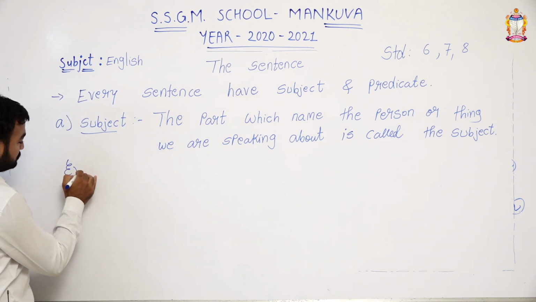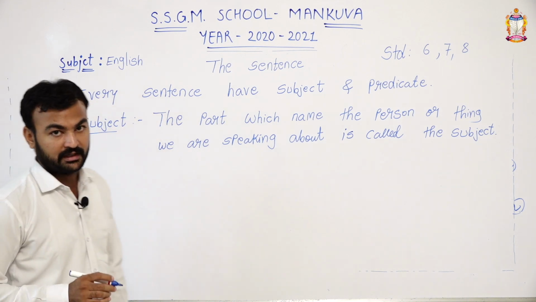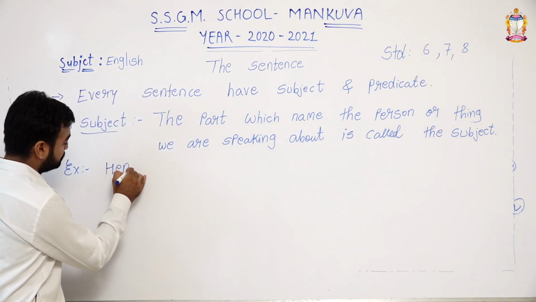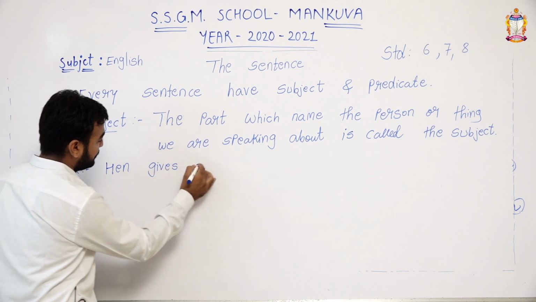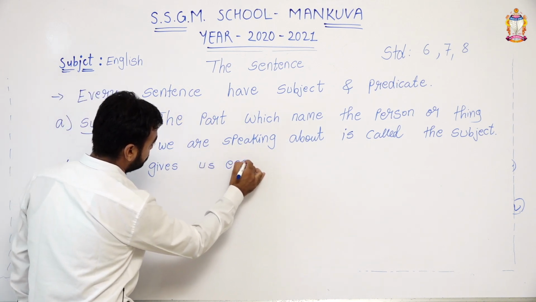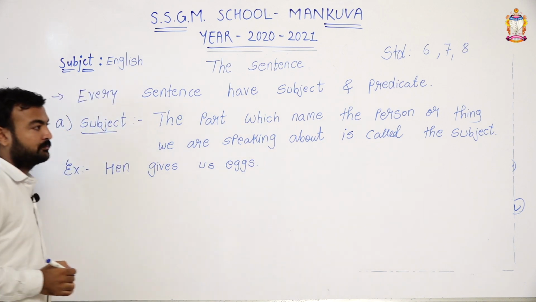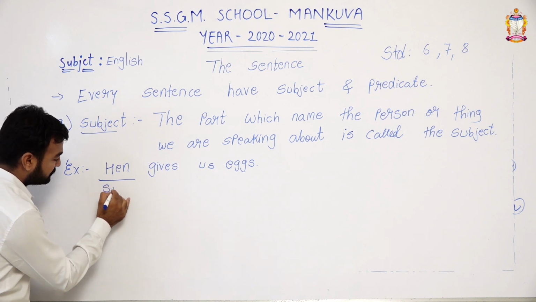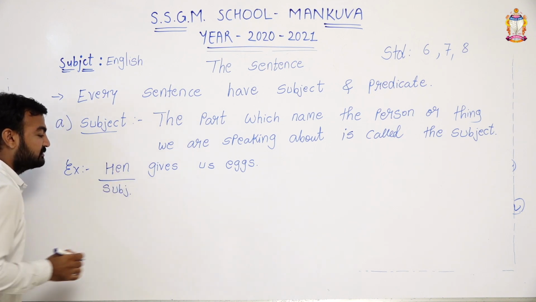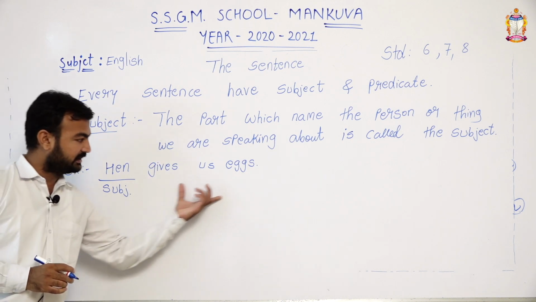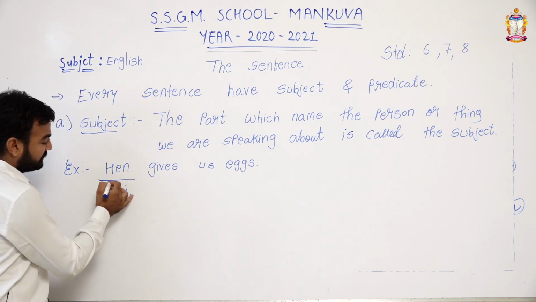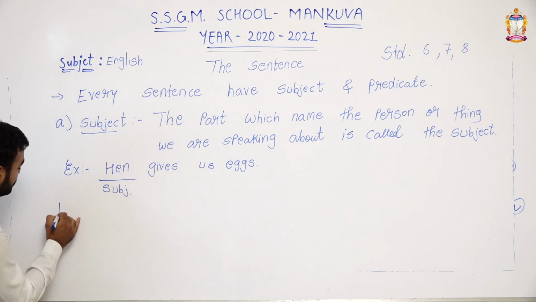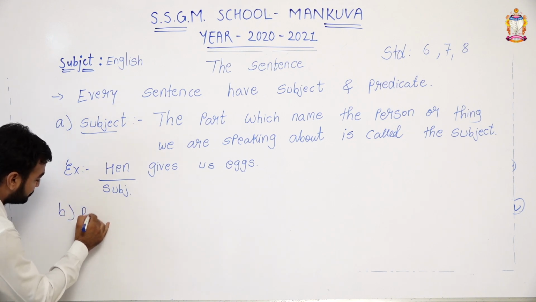For example, hen gives us eggs. Over here, the hen is known as the subject of the sentence. It is already underlined. The hen is the subject for us. Now B, predicate.